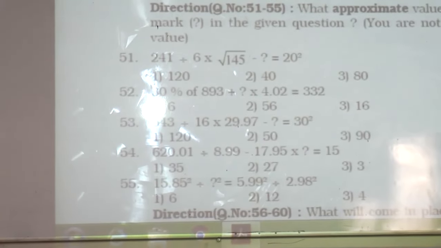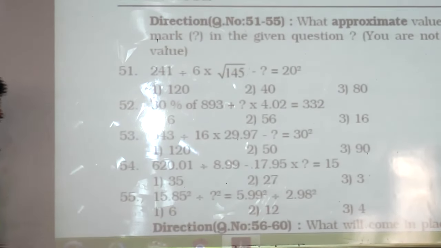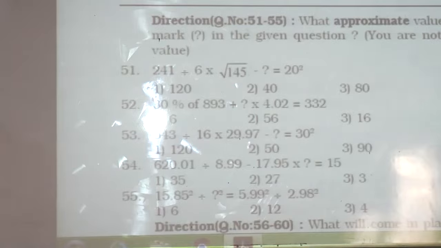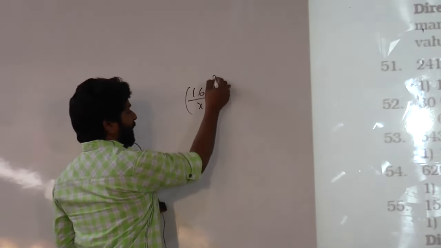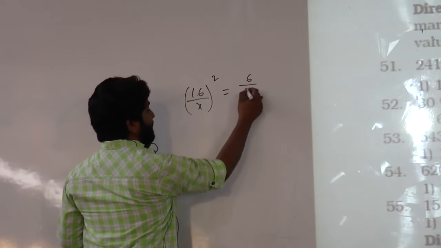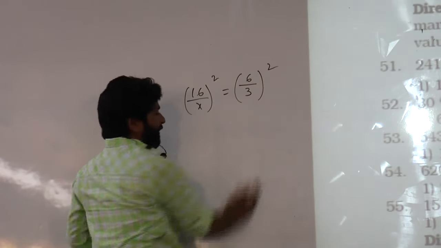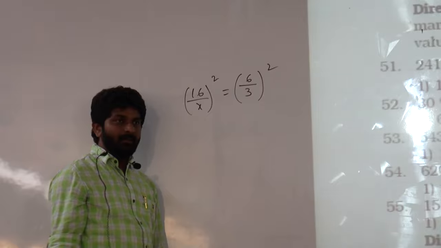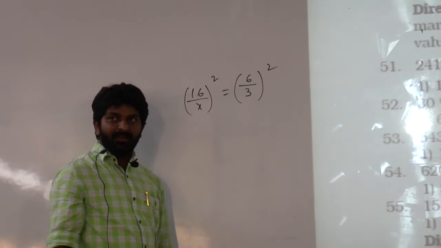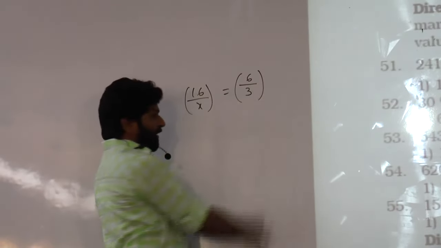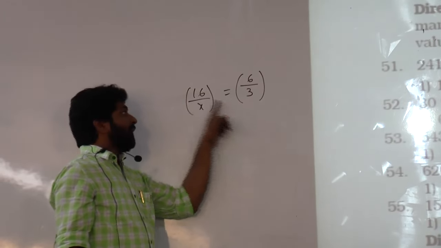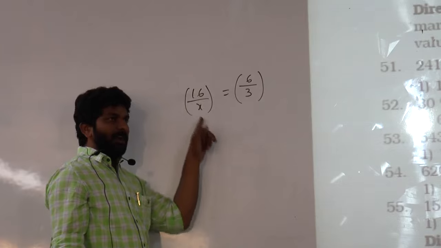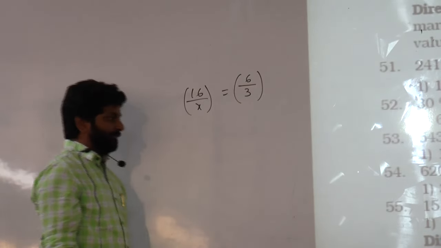Next, 55 divided by x, right? Okay. Let me write that number as 16 by x whole square is equal to 6 by 3 whole square. Okay? Both the exponents are same, right? So base value should be equal. You have 6 here and denominator half of that. You have 16 here, denominator should be half of 16, which is 8.